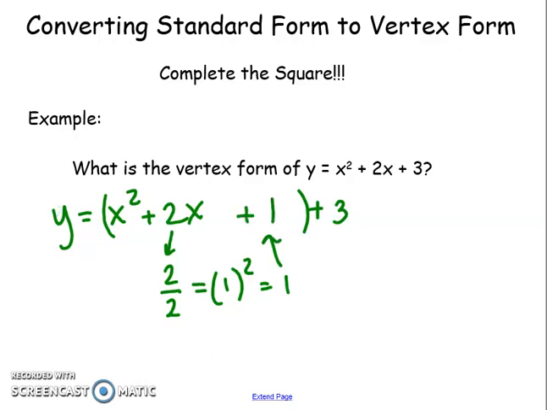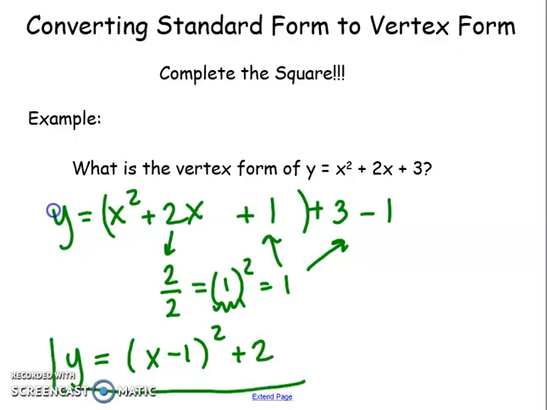Now, when we were solving, we added 1 to both sides of the equation to balance it. But because there's no other side of this, everything's on the same side, in order to balance it, we have to do the opposite. So since we added 1, we're going to subtract 1. We want to make sure that we didn't change the problem and that it's still balanced. So now, I'm going to write this as x minus 1. So remember that minus 1 comes from the number we got when we divided by 2, squared. And then we have plus 2 on the outside.